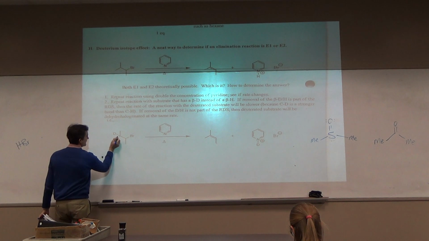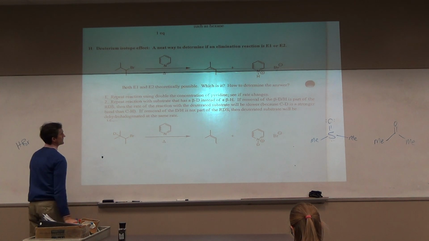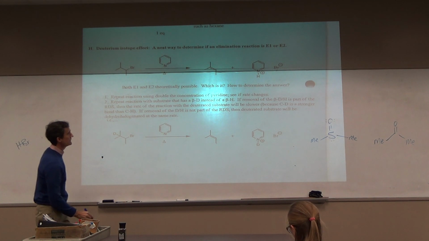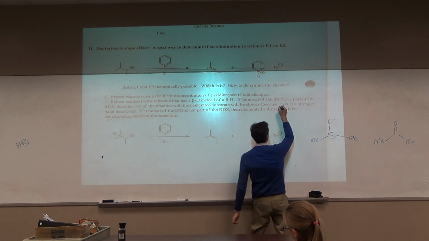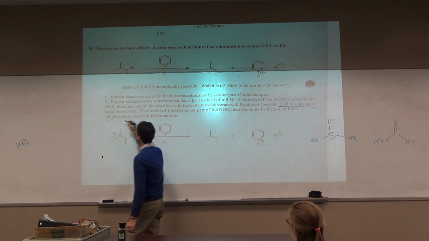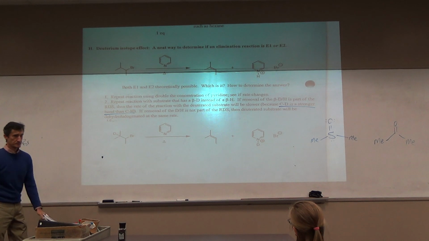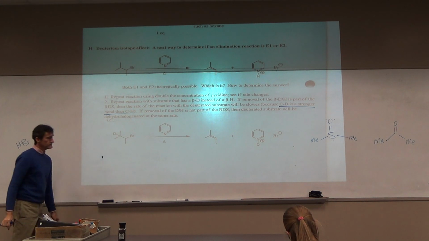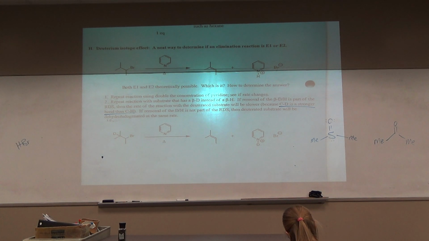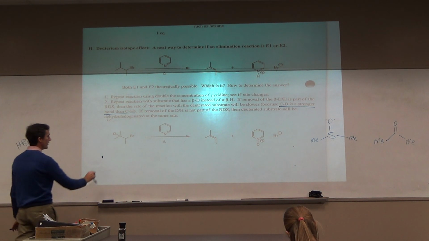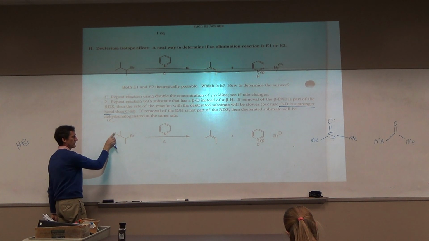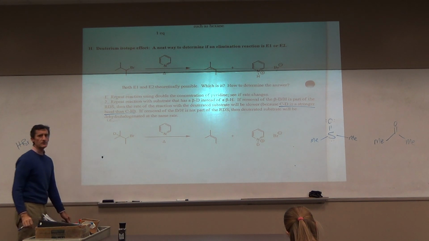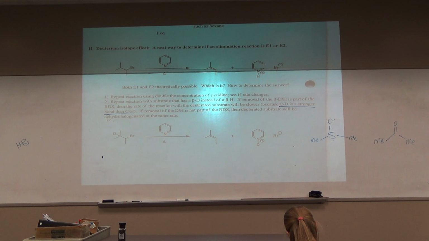Here's what we need to know. The CD bond is stronger. Okay? The CD bond is stronger than the CH bond. That's stronger. And here's an important question. In which mechanism is the carbon beta hydrogen bond broken in the rate determining step? E1 or E2? E2.